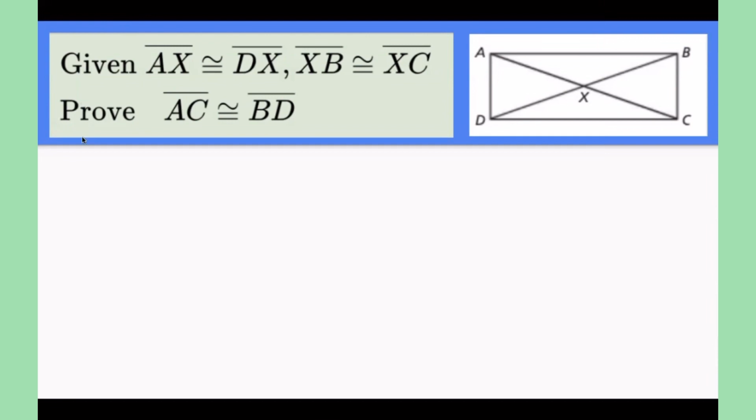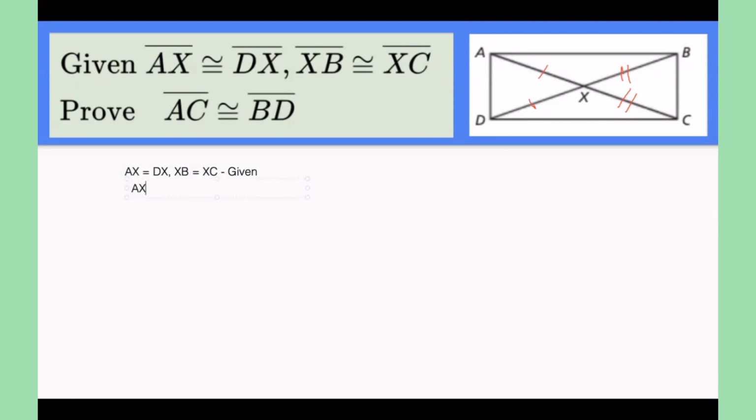I'll go through this one. First, we want to list the givens, but first I'm going to mark these so I know that these two, XB and XC, are congruent to one another. We always want to state our givens. That's the most important part. So we say segment AX is congruent to segment DX, and segment XB is congruent to segment XC. And that would be a given.